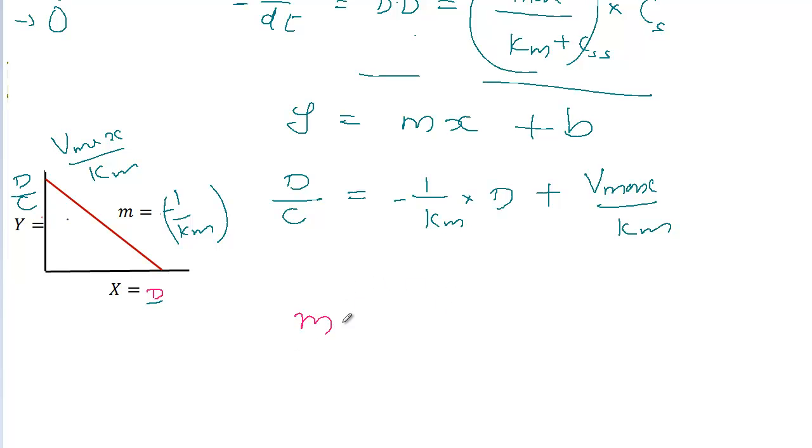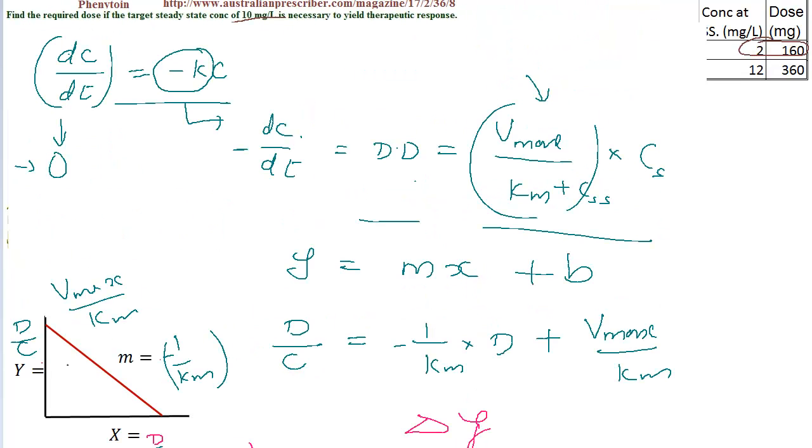So let's find the slope now. Slope is delta y over delta x, the difference in y over the difference in x. Our slope is negative 1 over Km, as you're aware. Now, the concentrations at steady state we have are 2 and 12, and the doses are 160 and 360.